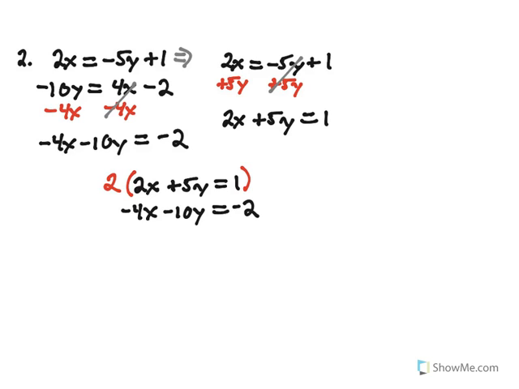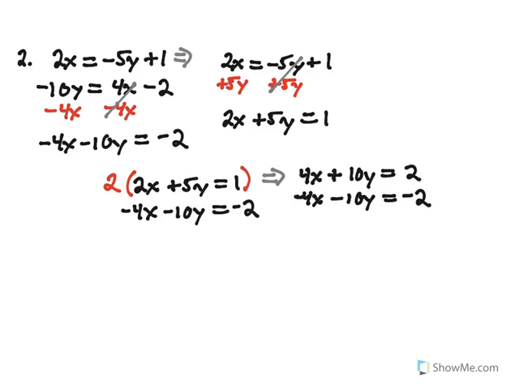So when you do that, this is going to give you 4x plus 2 times 5y is 10y. And don't forget to multiply it by the 1, which is going to be a 2. 2 times 1 is 2. Because you have to multiply everything in the equation. And then the second one just stays the same, so we'll just copy it under here.